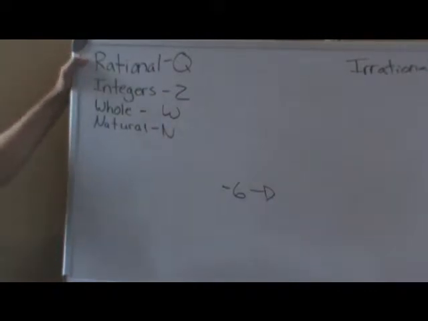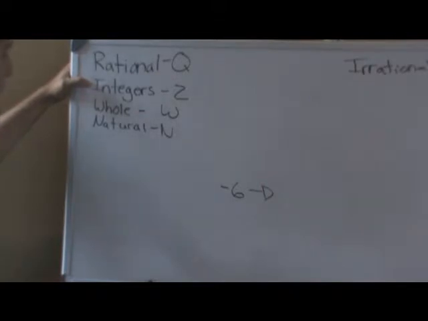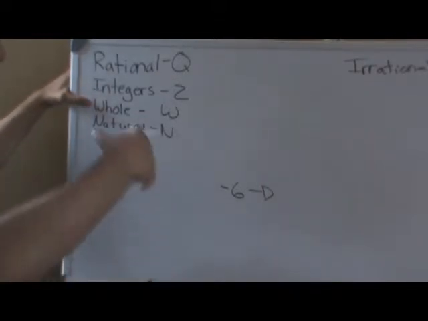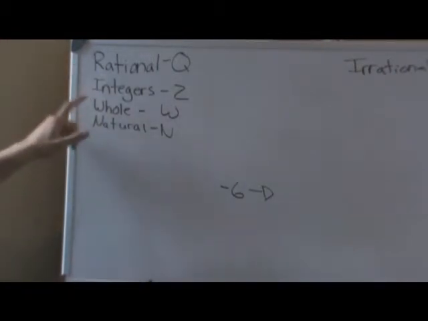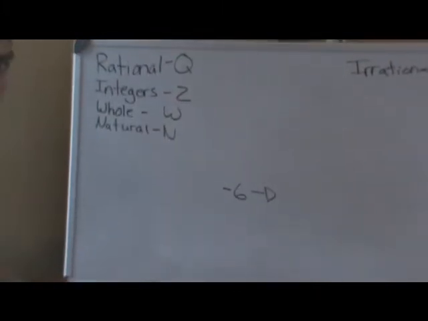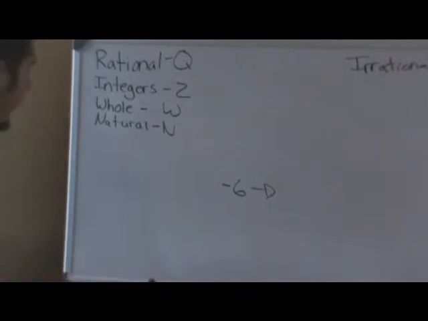So rational numbers are any number that can be written as a fraction. Integers are any number that is a whole positive number or a whole negative number, and they also include 0. The whole numbers include all the whole numbers and 0. So in other words, 0, 1, 2, 3, 4, 5, 6, 7, 8, 9, 10. Whole numbers do not include decimals or fractions. Integers do not include decimals or fractions.